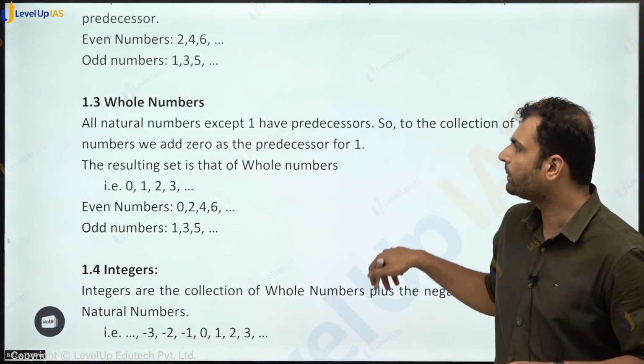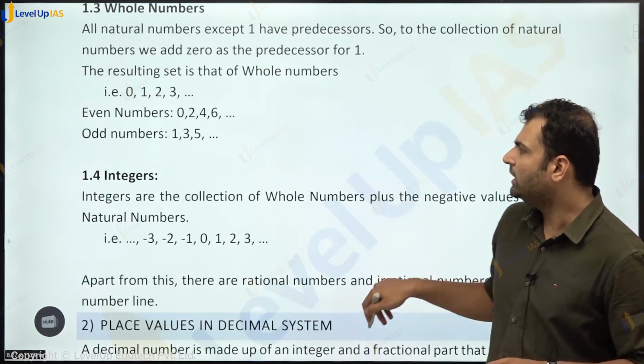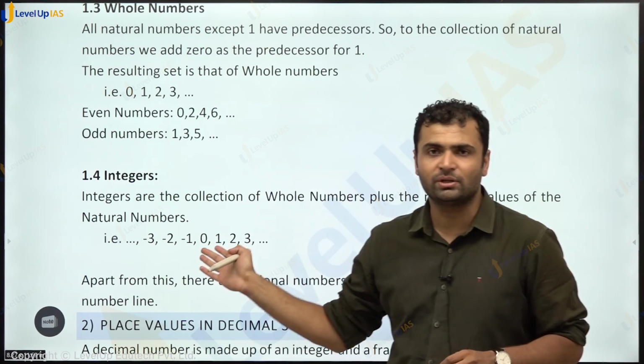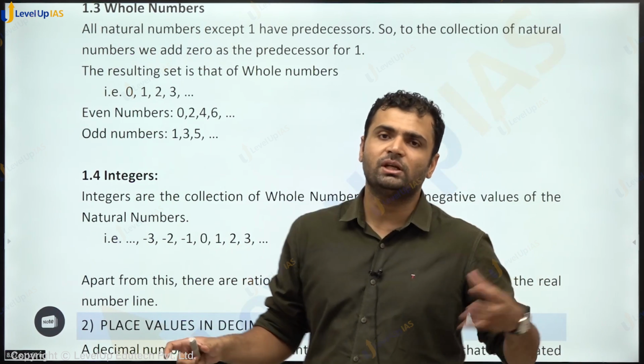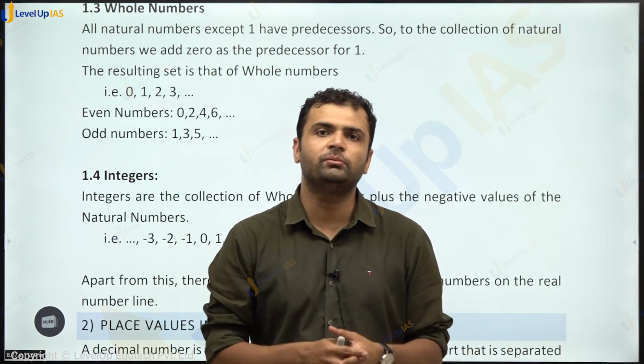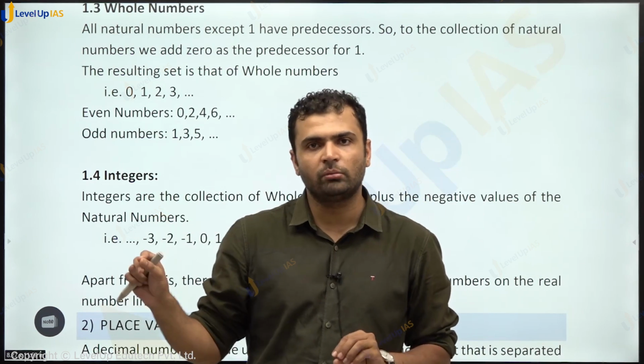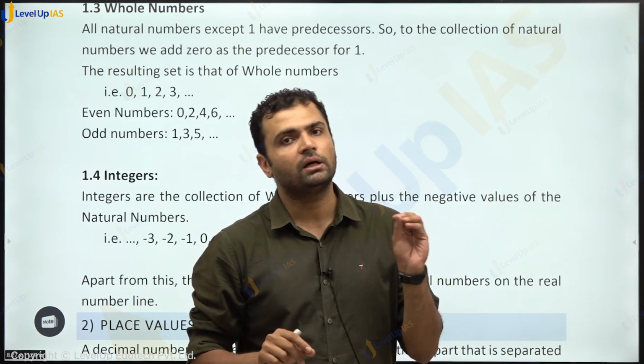Then we come to integers. Integers are the collection of whole numbers plus the negative values of the natural numbers. So negative numbers plus positive numbers together make up the integers. So if we talk about integers, it also includes negative numbers. That is something we need to take note of.